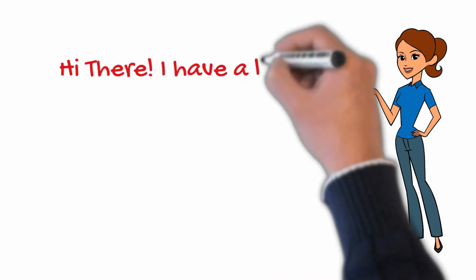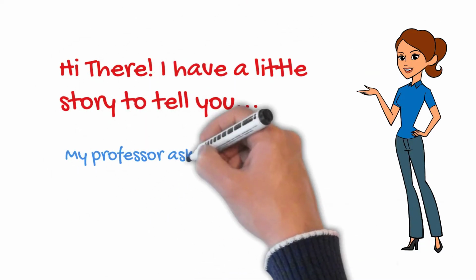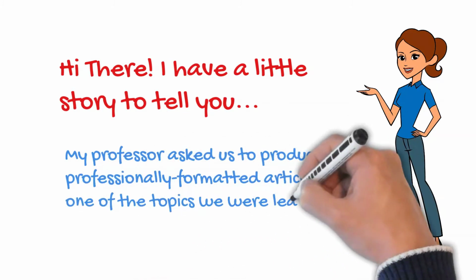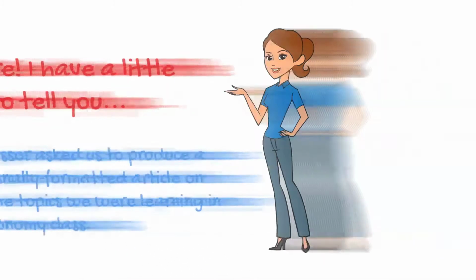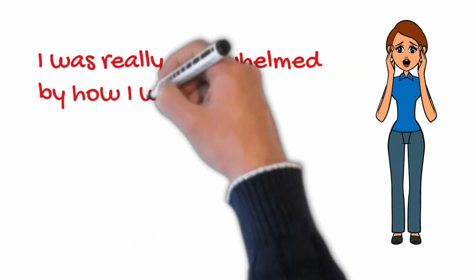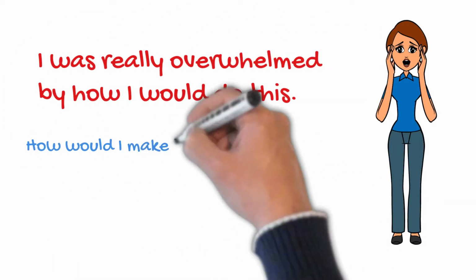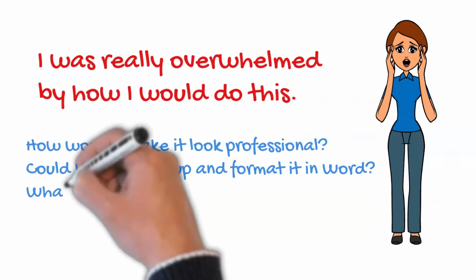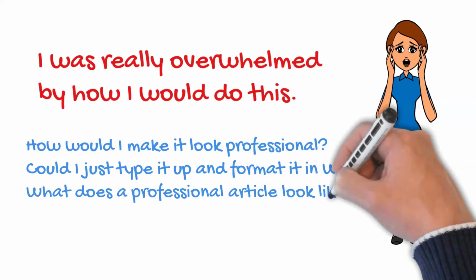Hi there, I have a little story to tell you. My professor asked us to produce a professionally formatted article on one of the topics we were learning in our astronomy class. I was really overwhelmed by how I would do this. How would I make it look professional? Could I just type it up and format it in Word? What does a professional article look like?